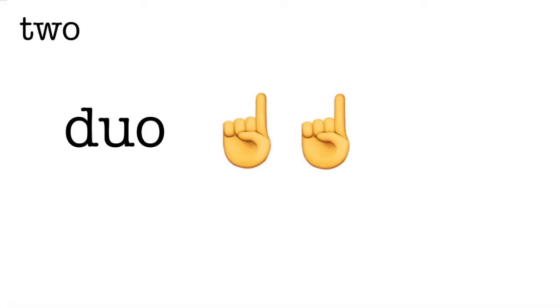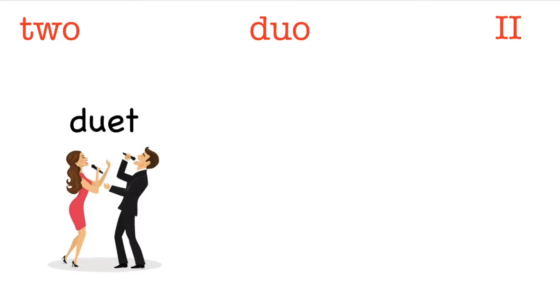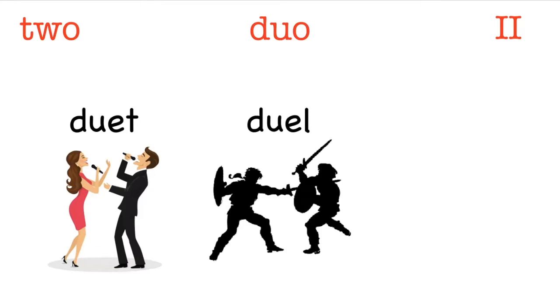Moving on to 2, 2 is duo. So we've got unus and then duo. So we've got 2 fingers, so 2 I's for the Roman numeral. And let's just look at a couple of the words we get from duo. So duet is 2 people singing. There is also duel, D-U-E-L, which is 2 people fighting.